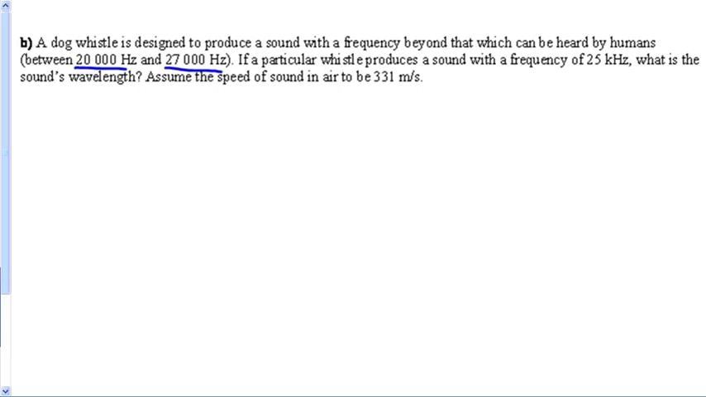So anyway, here it says that a whistle produces a sound with a frequency of 25 kilohertz. So there's our frequency. And then it asks, what is the sound's wavelength? Assume the speed of sound in air to be 331, which would be a speed, but it also means it's 0 degrees Celsius outside. Anyway, so there's my V, and it's giving me an F, and it's asking for lambda.